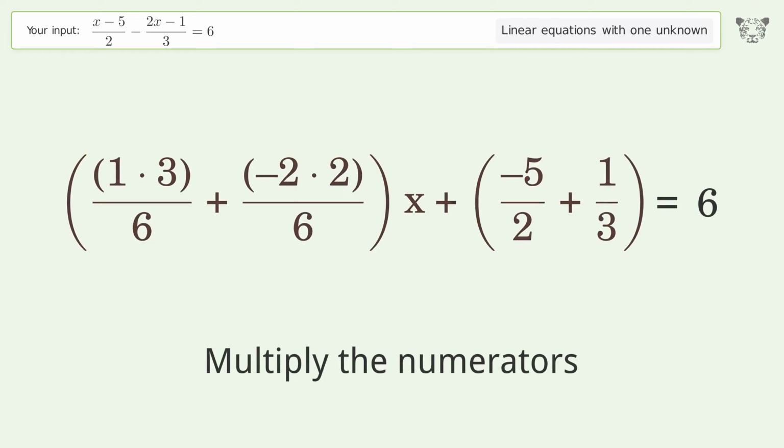You ask Tiger to solve. This deals with linear equations with one unknown. The final result is x equals -49. Let's solve it step by step.